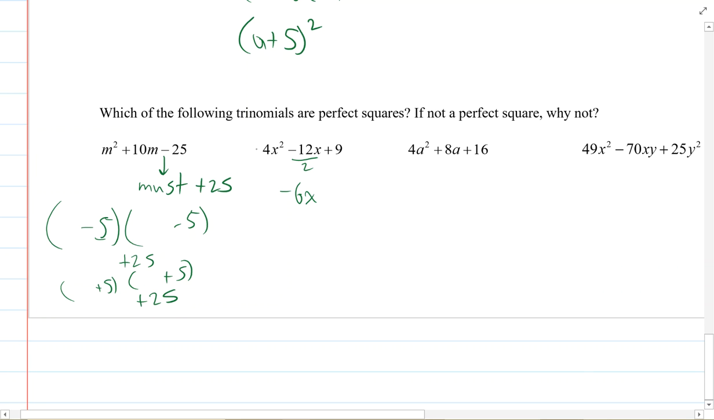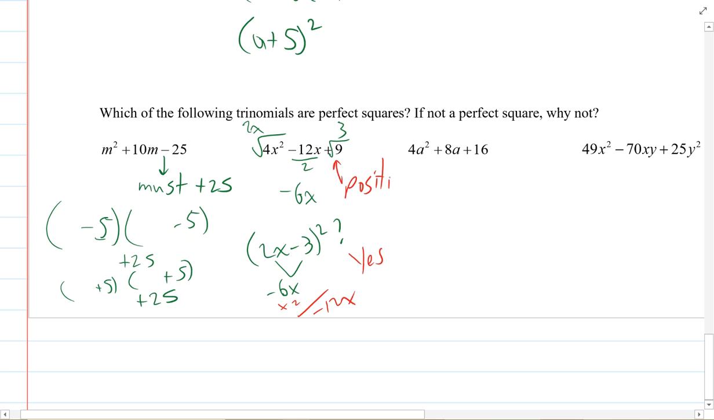And then I could double check here. If I square root that, I would get 2x. And if I square root this, I would get 3. So 2x minus 3. Multiply those together, I get negative 6x. Then I'm going to double it. Negative 12x. So yes, meets all the requirements. This is a positive, and the middle term is double the two outside terms.